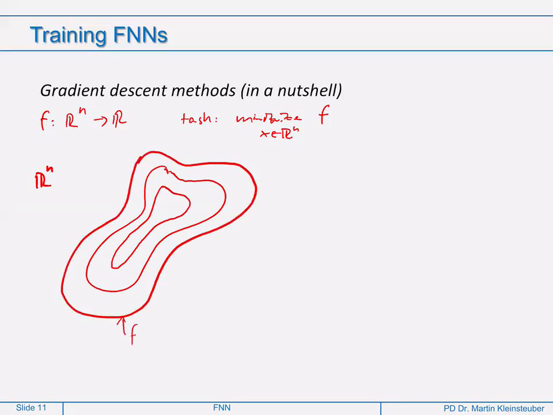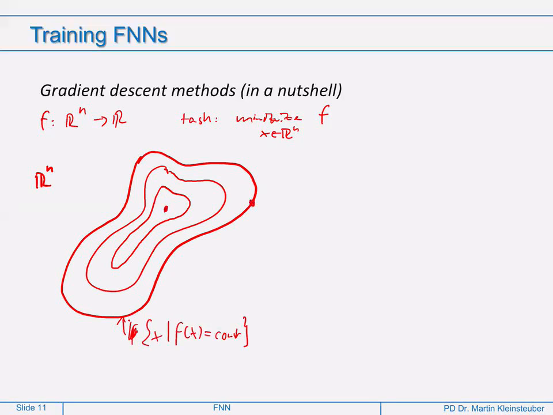That is, all x such that f of x is a certain constant. And if we say that this is here the minimum value, the question is, how can I approach that minimal value? And I start at some point here.